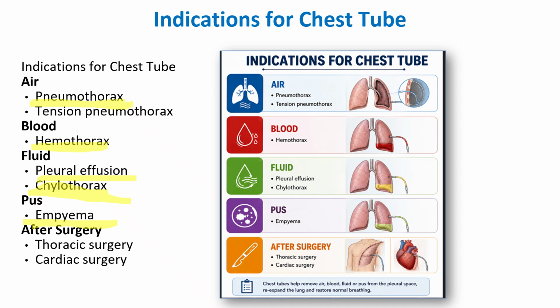Then in other situations like major thoracic surgery or cardiothoracic surgery, on the safer side we keep the patient on a chest drainage tube to avoid fluid or blood collection inside the pleural cavity. Clear with the indications for chest tubes? One is pneumothorax or tension pneumothorax, hemothorax, pleural effusion, chylothorax, empyema, which is nothing but pus in the pleural cavity, or major thoracic and cardiac surgeries. These are some of the indications for chest tube drainage.